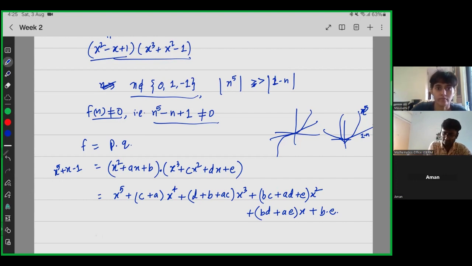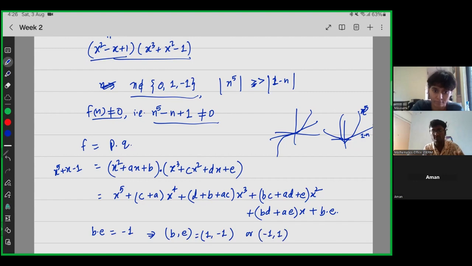And now it is easy. If you see the last coefficient, the constant term, b times e is equal to minus 1. This implies be is equal to 1 times minus 1 or minus 1 times 1. These are the only possible solutions for b and e because we are in integers. Now use them and you will find this factorization.